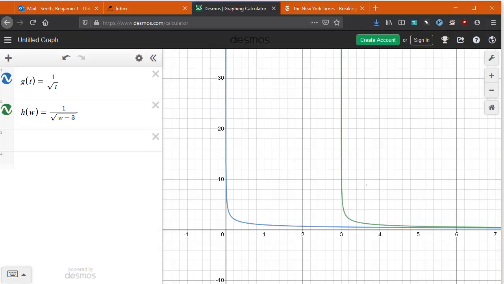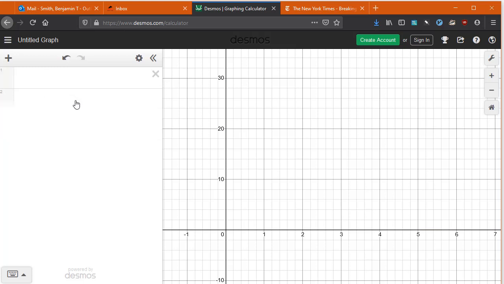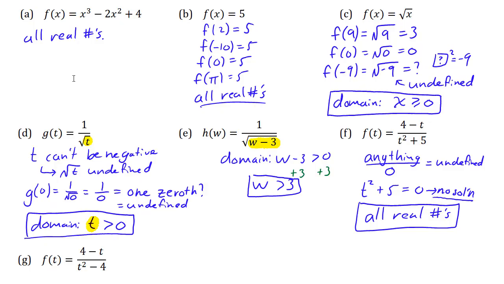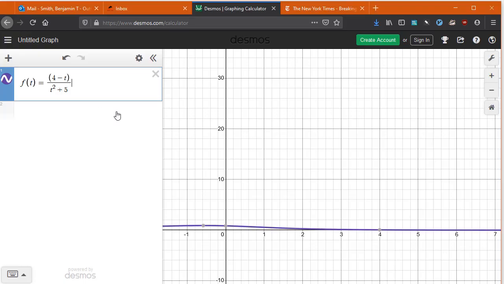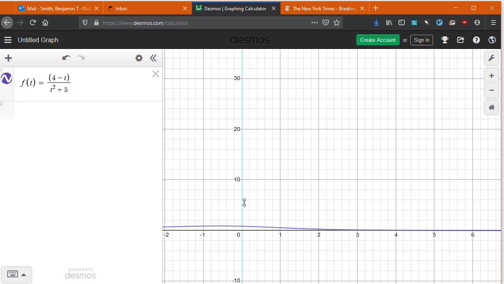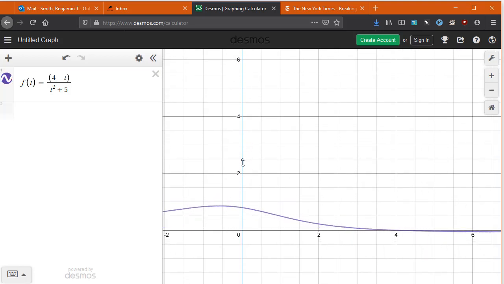All right, so let's look at what this graph looks like. And f of t equals the fraction 4 minus t divided by t squared plus 5, right? Yeah. Okay, so here you can see the graph.